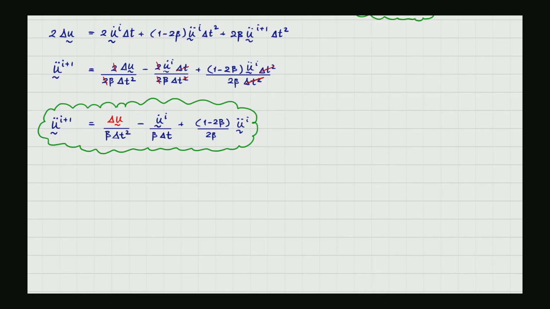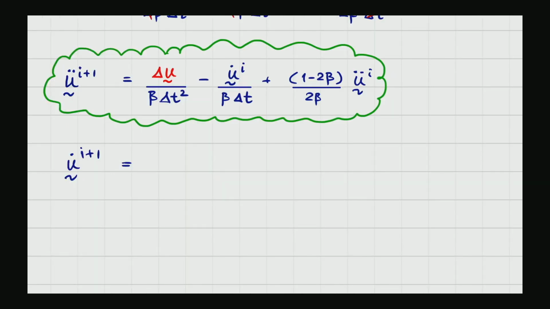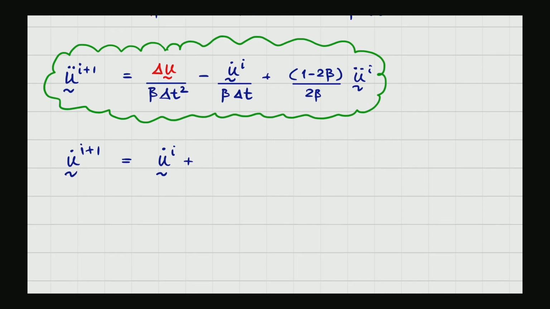Then the last one, the velocity u dot I plus 1, is not determined yet, and we are going to express the velocity in terms of delta u as well. So we'll see how it is done. Right now the velocity at step I plus 1 should be given by the velocity at step I plus the acceleration times the delta t.